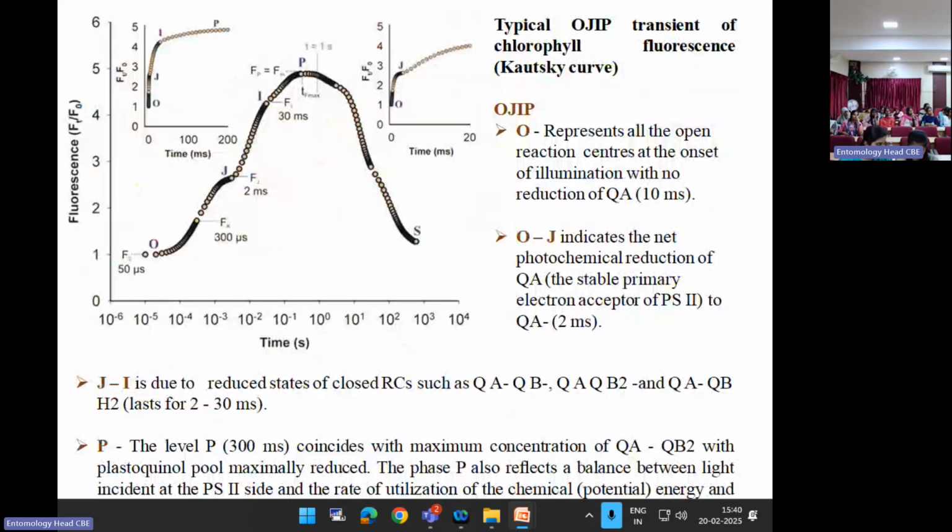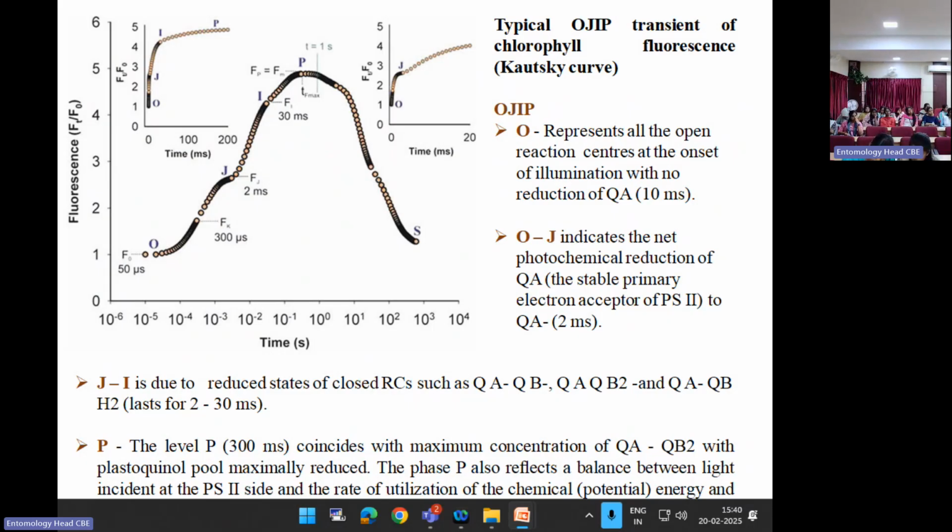So this is called the Kautsky curve. It is named after the discoverer of this curve. This is actually the OJIP transient. That is, it is fast fluorescence kinetics. That is what we measure with our instruments. Fast fluorescence kinetics is measured.